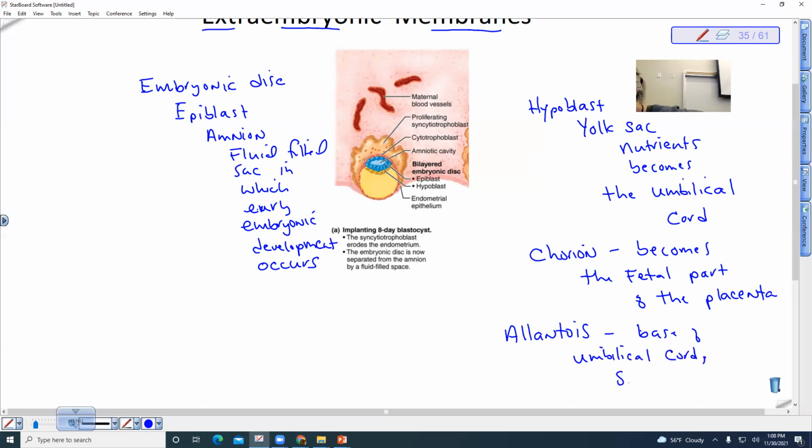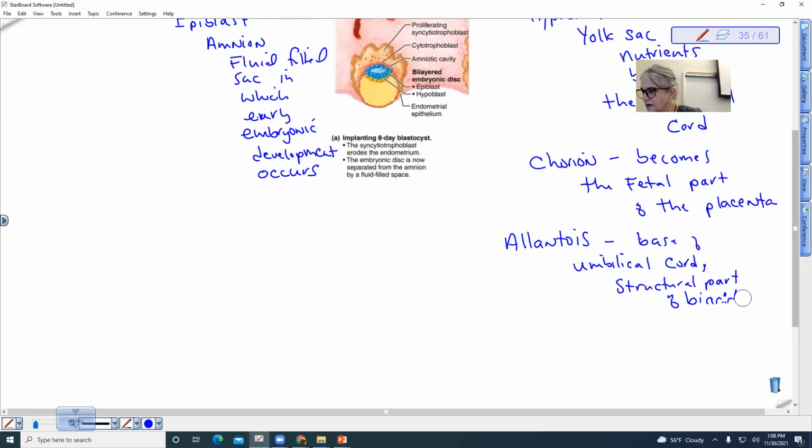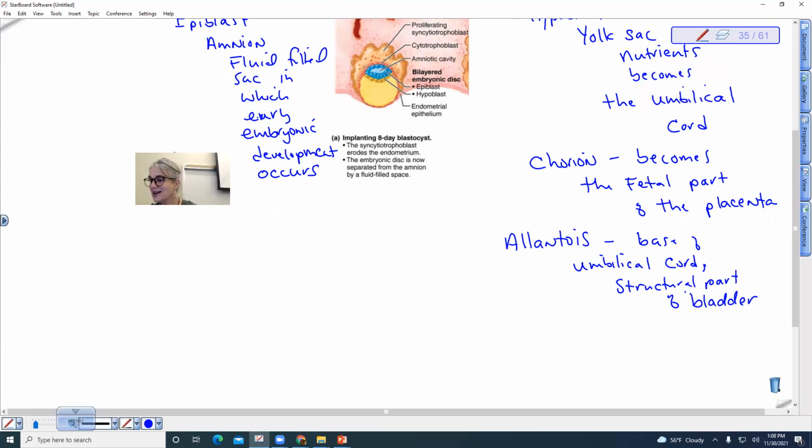And actually it becomes part of the embryo, the structural part of the bladder. That is bladder. Let me move it up. So those are the 4 extraembryonic tissues: the amnion, the yolk sac, the chorion, and the allantois.